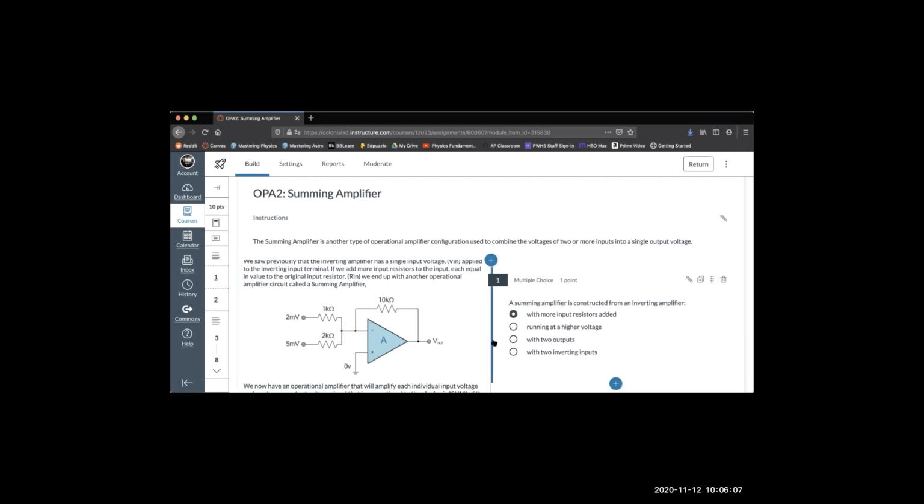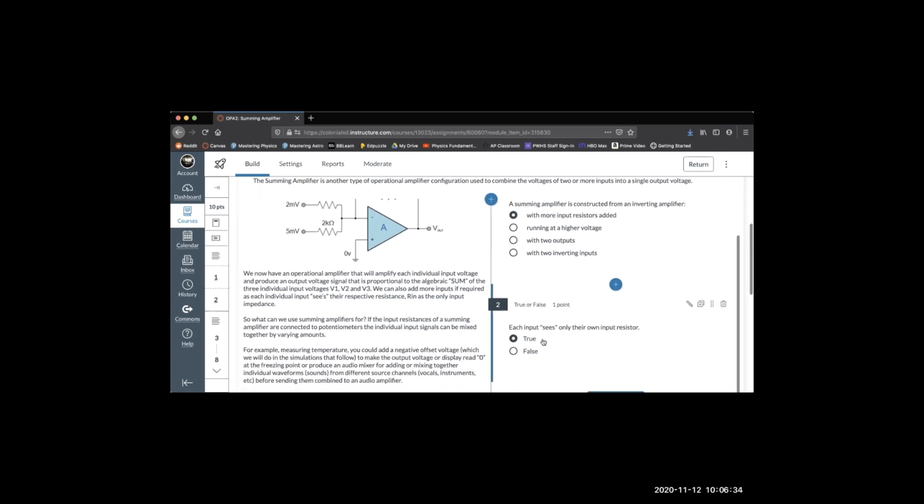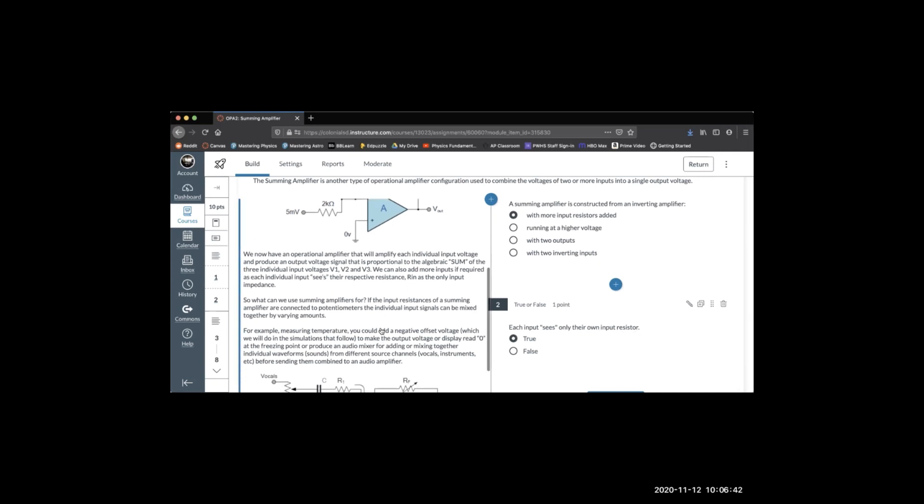A summing amplifier is constructed from an inverting amplifier with more input resistors added. I just have an input with a resistor, and instead of there being one resistor, there's 2. And the other 3 choices here are nonsense. An op amp never has 2 outputs, and it always has 2 different inputs, so it's not 2 inverting inputs. It's all garbage. The only true answer is that there are now 2 resistors at the input instead of 1. Each input sees only their own input resistor. Well, I just said that. That's a true thing, and it's written in here.